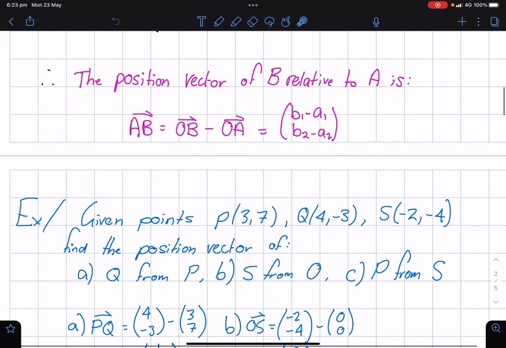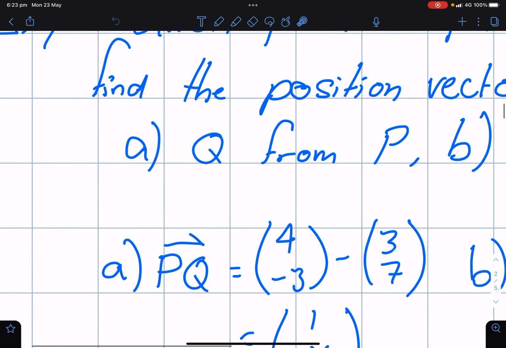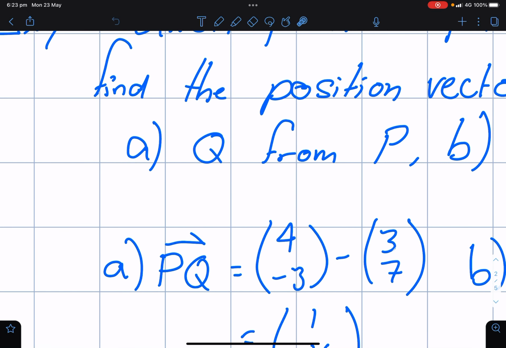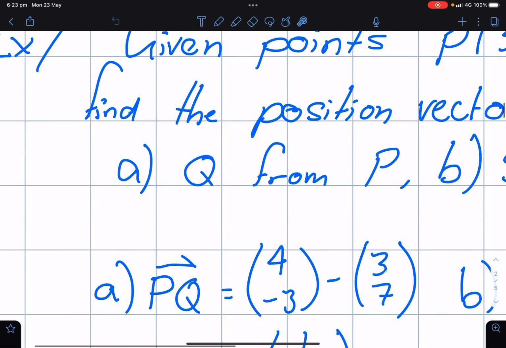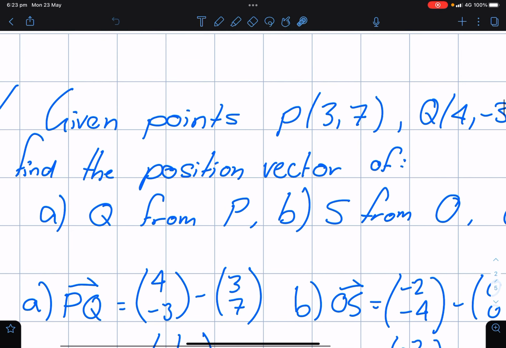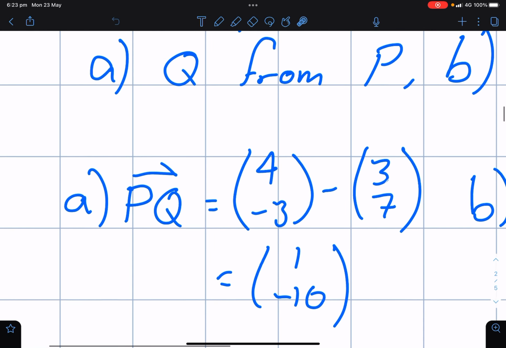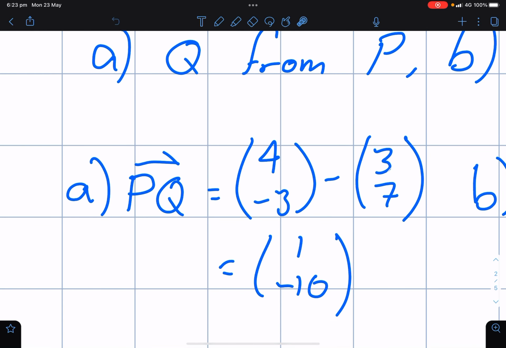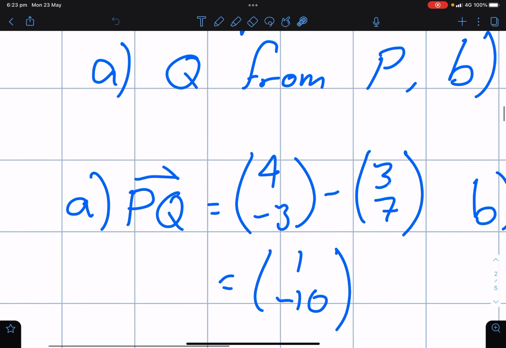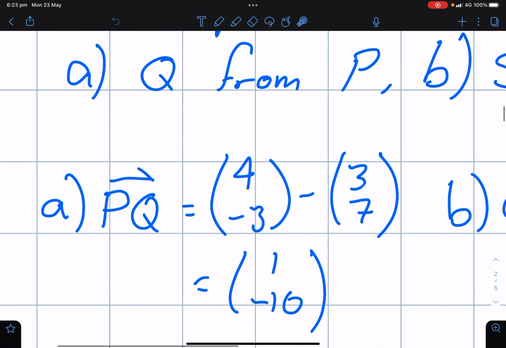So let's have a look at A first, all right? Q from P means we're going from P to Q, all right? So we've got vector PQ, and that is equal to point Q take away point P. So 4 take 3 is 1, -3 take 7 is -10. And that's all it is. It's just remembering what order we are going from and to, all right?